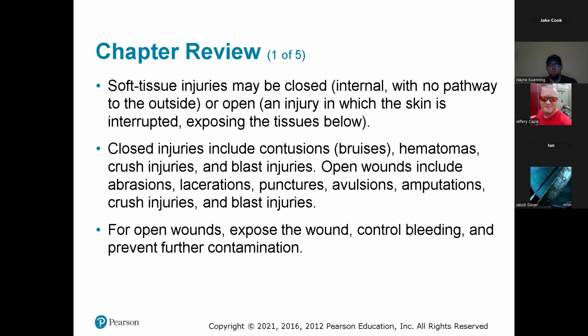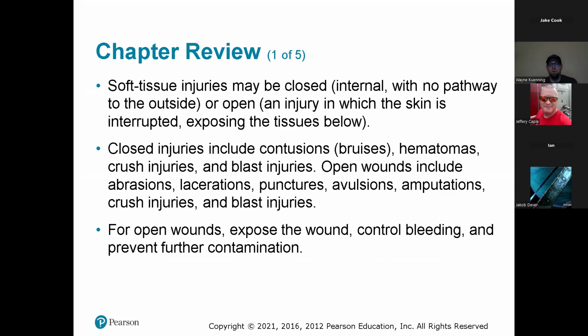Closed injuries most commonly are bruises. Second commonly are hematomas. Crush and blast injuries are probably some of the most deadly things that you'll ever deal with, but are underrated because they look fine when you get to them. Open wounds start at abrasions and lacerations because that layer of skin has been broken. Once that layer of skin has been broken, it's considered an open wound. Punctures, avulsions, amputations, crush injuries, and blast injuries.